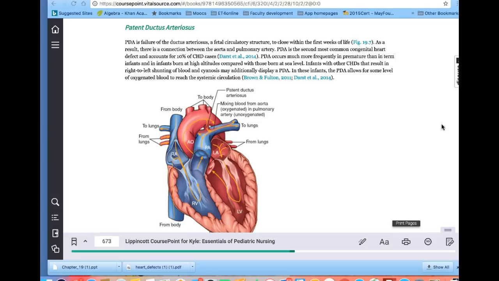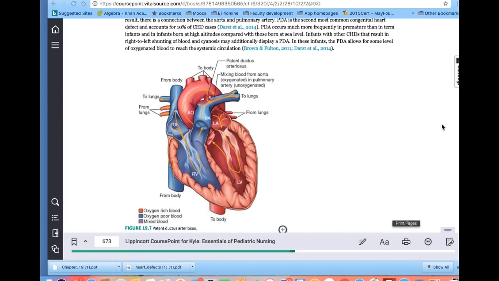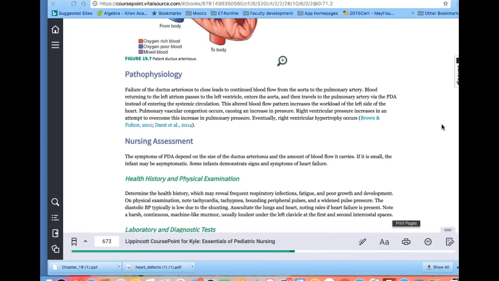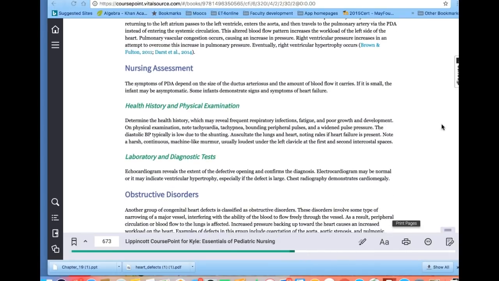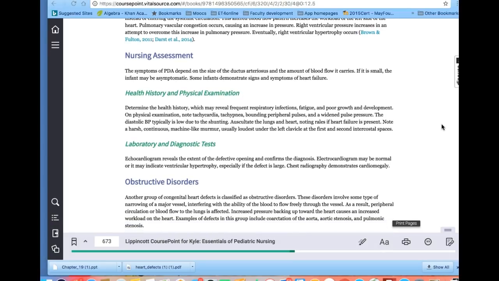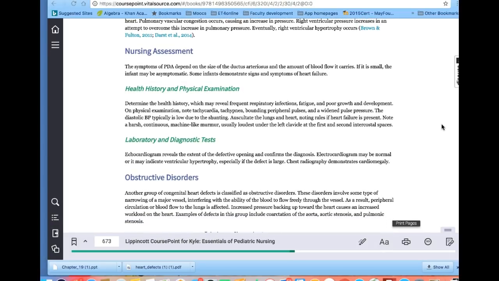All right, what can I tell you about a PDA? It is the second most common defect. Usually the PDA, or the ductus arteriosus, closes within the first few weeks of life. But if it doesn't, then it's called a patent ductus arteriosus. Okay, so there's the pathophysiology. Again, what you're going to look for? You're going to look for all the signs and symptoms of CHF. Patients getting tired, tachycardia, tachypnea, those bounding pulses.